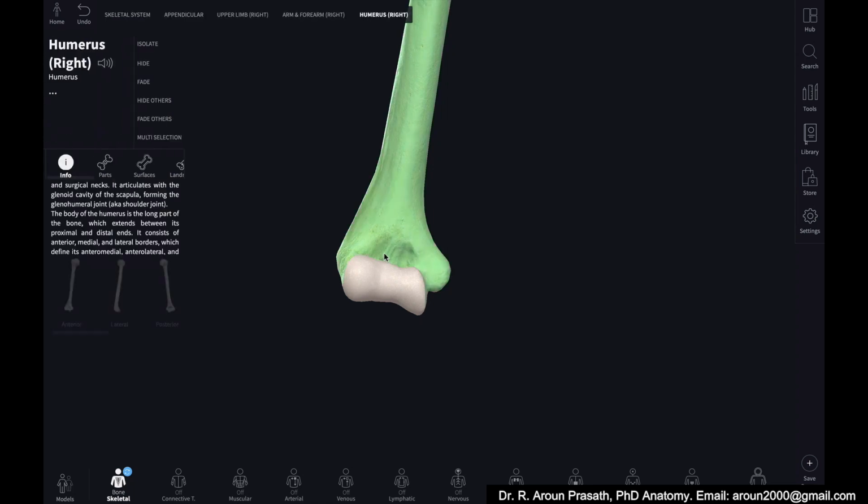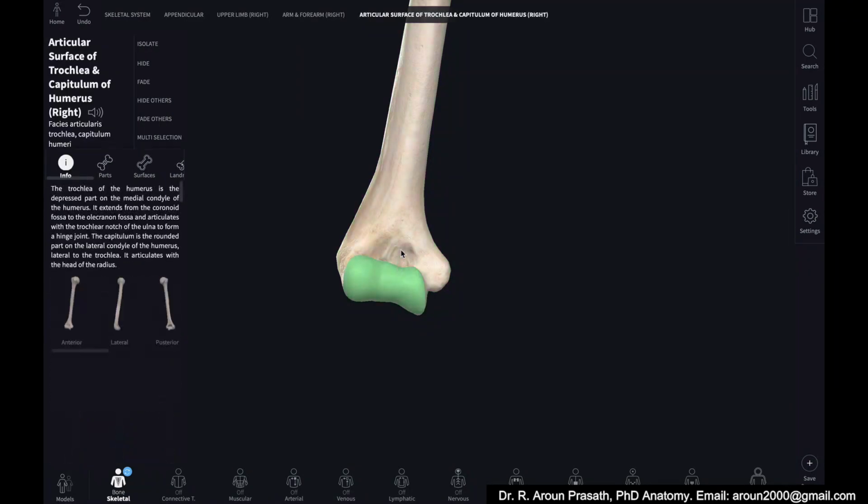This is the medial epicondyle and this is the lateral epicondyle. You can see two pits in this region. These pits are called the radial fossa and the coronoid fossa. This is the radial fossa and this is the coronoid fossa.